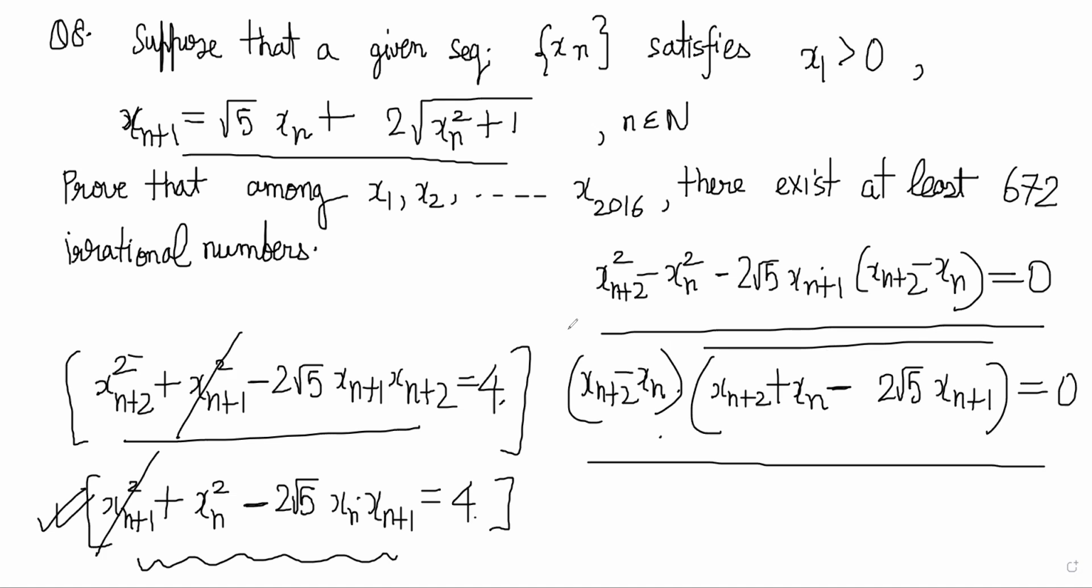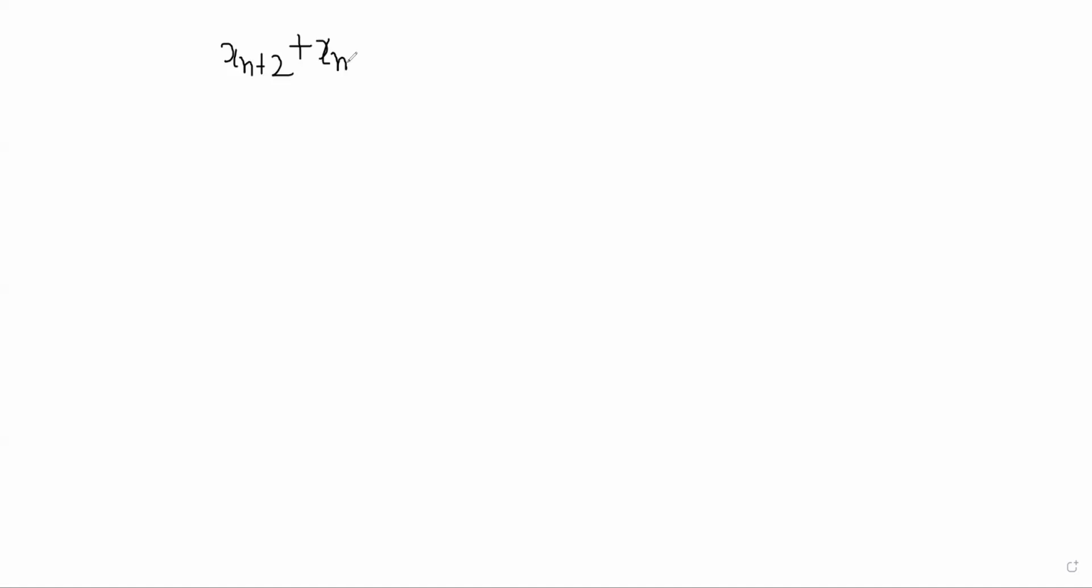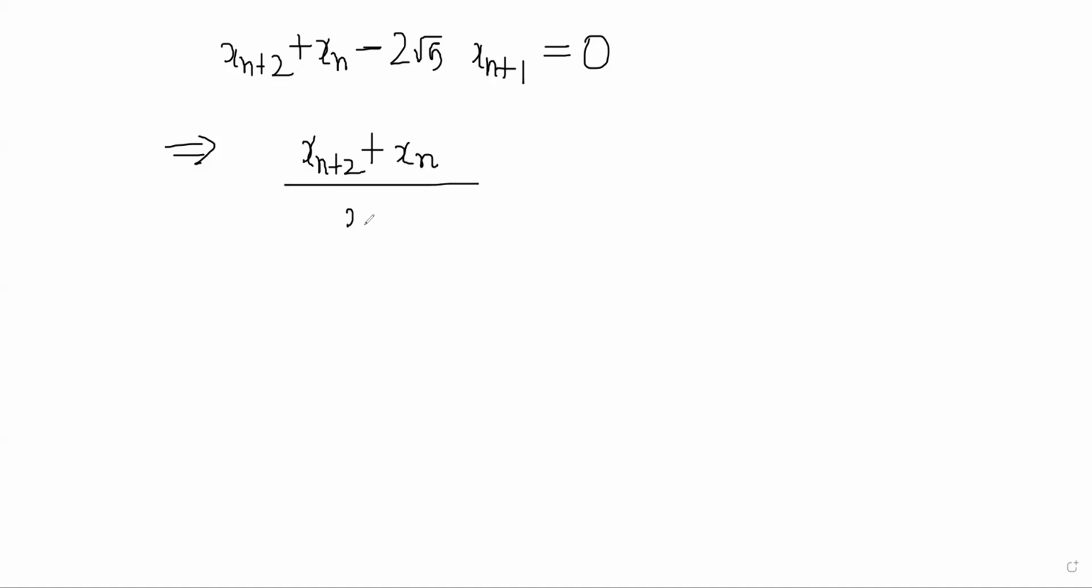This is the condition that we are getting. Now, obviously, this is not a constant sequence. So x_{n+2} is not equal to x_n. So the first factor cannot be 0, right? So the second factor must be 0, correct? So if the second factor is 0, let's rewrite that on the next screen. We get x_{n+2} + x_n - 2 root 5 x_{n+1} = 0. So that implies (x_{n+2} + x_n) / x_{n+1} = 2 root 5, right? This is the condition that we are getting for the sequence.